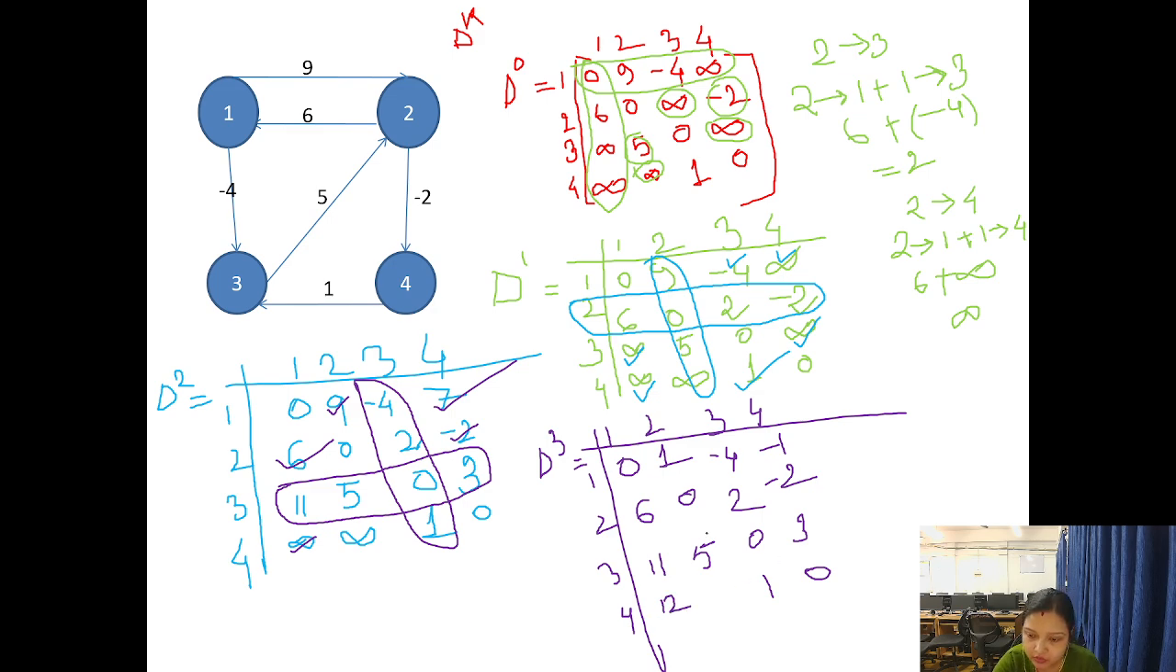Okay, next one is 4 to 2. So 4 to 2 will be 4 to 3 plus 3 to 2. So 4 to 3 is 1, 3 to 2 is 5. So 5 plus 1 is 6, and earlier it was infinity. So it will be 6. Okay, so in this way we got the table for D3.